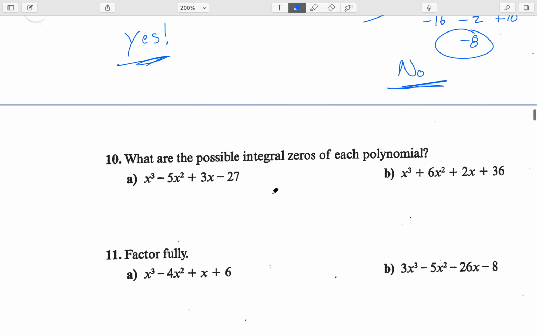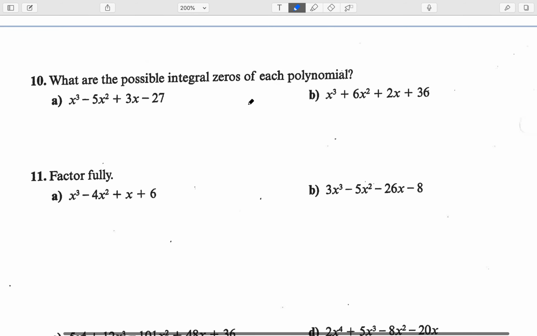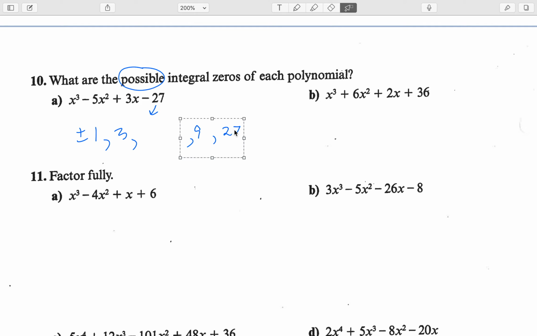Okay. How about this? What are the possible integral zeros? So in other words, if I was making my guesses, what are my possibilities? Possible, not the actual ones. I know that there are perhaps 3 actual ones, but the possibilities I'd be guessing are plus or minus 1 and 27. What else? 3 and 9. 4 doesn't divide in. 5 doesn't divide in. 6 doesn't. 6, 7, 8. That's it. Those are the only ones. So there it is. That's the entire collection of possibilities. There's only 8 possibilities.